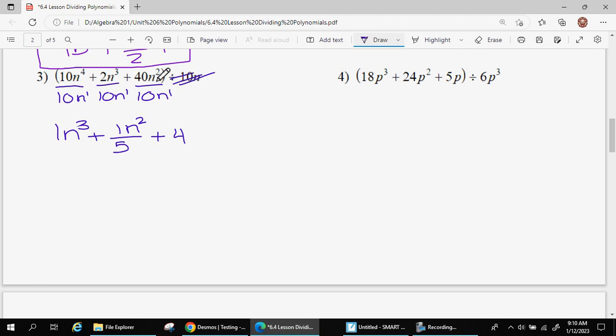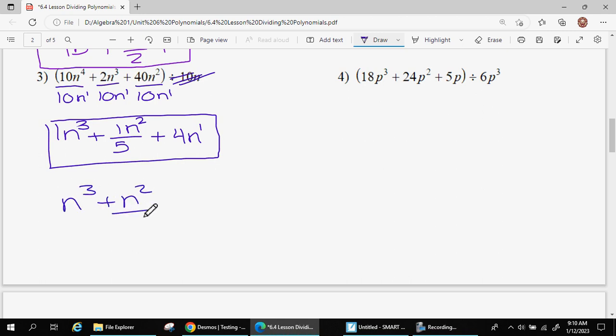I'm doing n to the second power divided by n to the first power, so I'm going to subtract 2 minus 1. That means my answer is going to go on top of the fraction since that's where the bigger exponent was, and I get n to the 1, and this is my final answer. Again, you don't have to write all those ones in there. You could write it like this. Either answer is correct, either answer is acceptable, so do it the way that you feel comfortable.